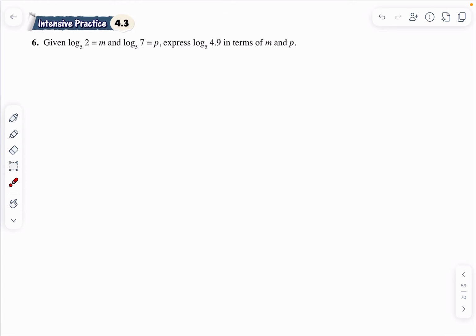Intensive practice 4.3, question 6. Given that log 5 2 is m, log 5 7 is p, express log 5 4.9.